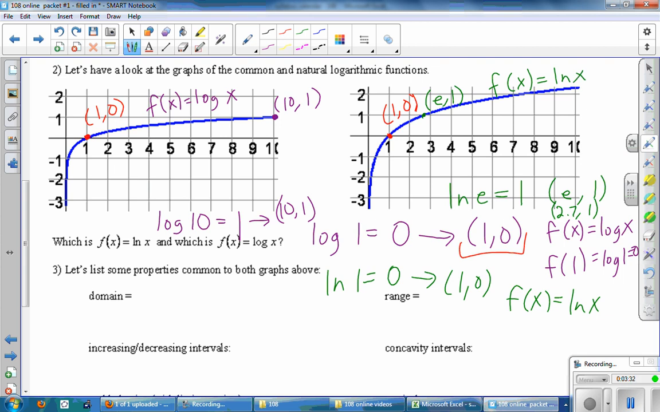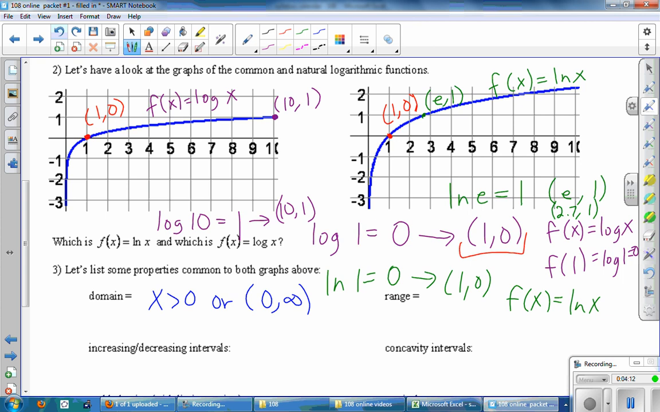Number 3, let's list some properties common to both graphs above. First, we'll start with the domain and range. Domain of both graphs is exactly the same. Remember, domain is the set of inputs, the set of x's that are allowed. Where does this graph start in terms of the x's? Well, if you go to the far left, you will see there is no picture out there for negative x's. And in fact, this guy comes down and it has an asymptote of the x-axis, but it never hits there. So 0 is also not in the domain. So the domain for both of these is all the x's bigger than but not equal to 0. If you prefer interval notation, 0 to infinity, parentheses around the 0, not including 0.